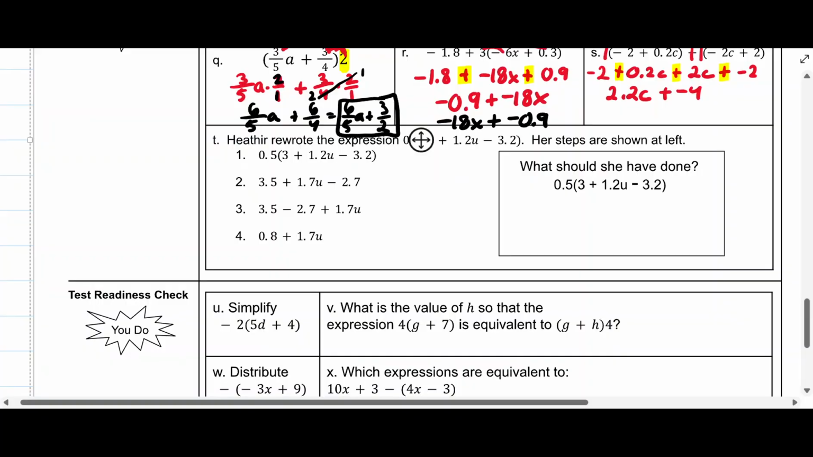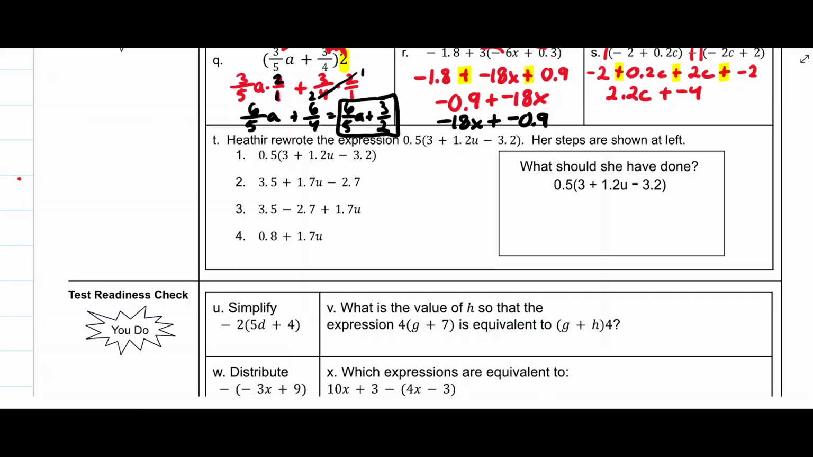All right, let's look at t. Heather rewrote the expression. Let's move this thing off of here. There we go. Heather rewrote the expression 5 tenths times 3 plus 1 and 2 tenths u minus 3 and 2 tenths. Her steps are shown at left.